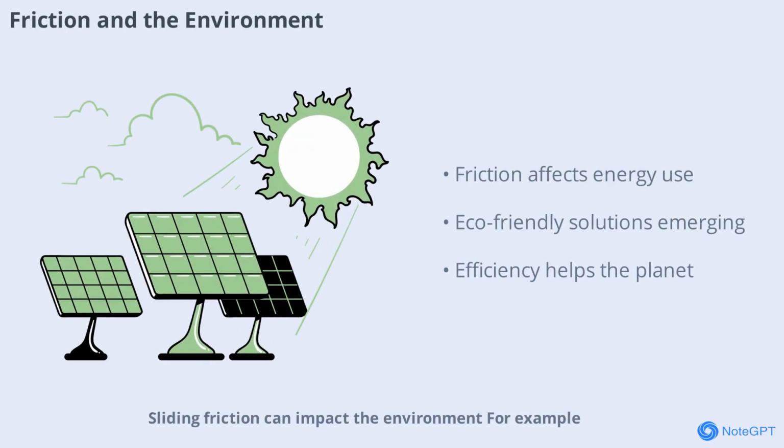Sliding friction can impact the environment. For example, friction in engines leads to energy loss and increased emissions. Engineers are developing eco-friendly lubricants and materials to reduce friction and its environmental impact. By making machines more efficient, we can help protect the planet and conserve resources. Understanding friction is a step toward a greener future.